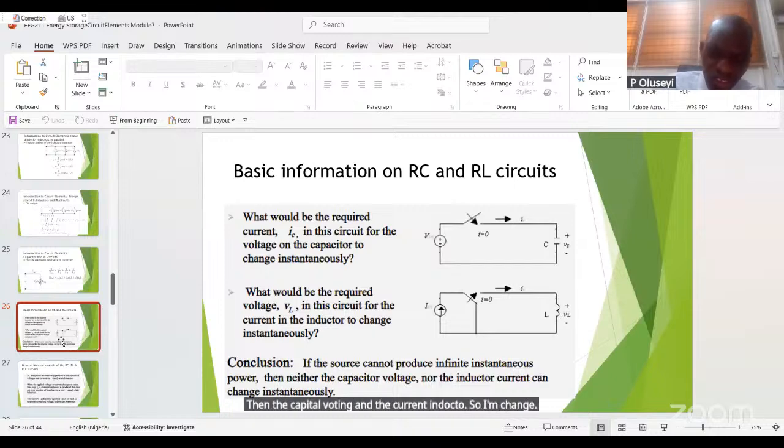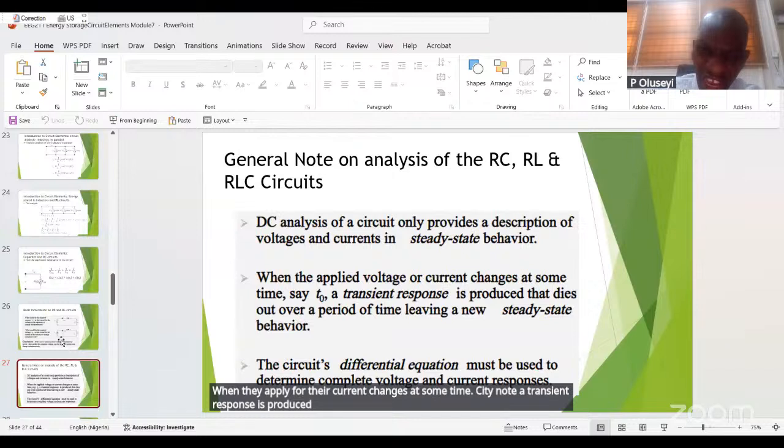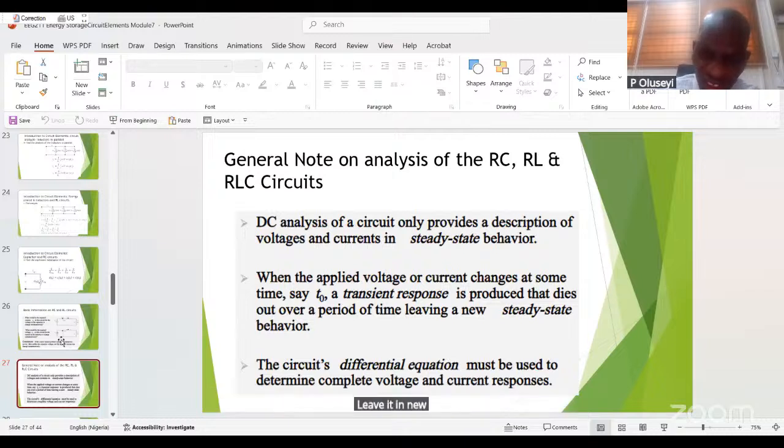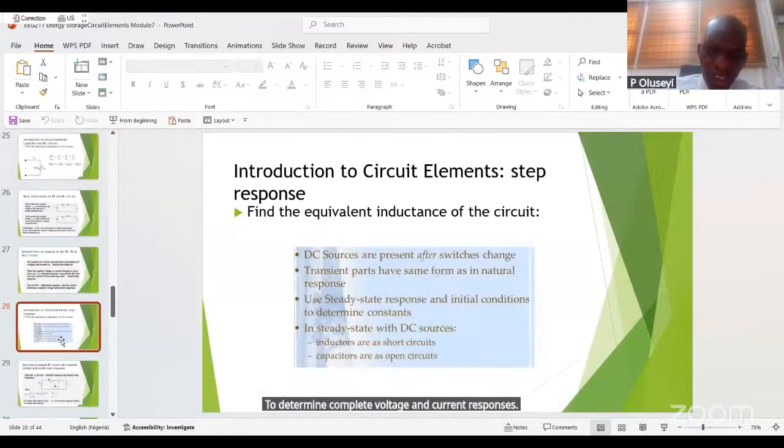So the DC analysis of the circuit only provides a description of voltage and current in steady state. When the applied voltage or current changes at some time, say T naught, a transient response is produced that dies out over a period of time, leaving a new steady state behavior. The circuit's differential equation must be used to determine complete voltage and current responses. So we have a way of carrying out this.